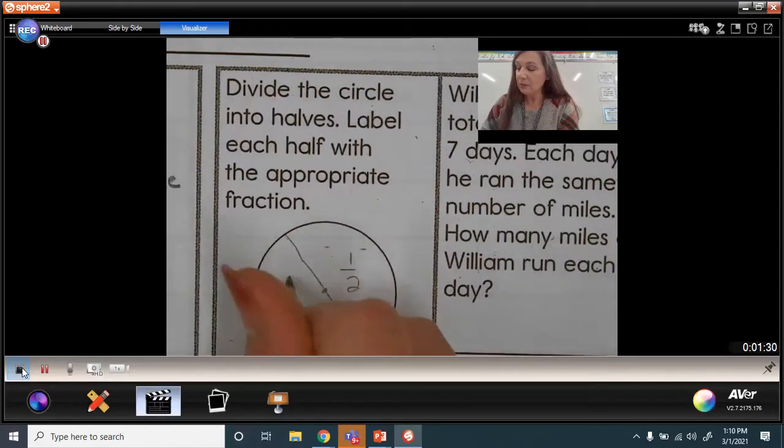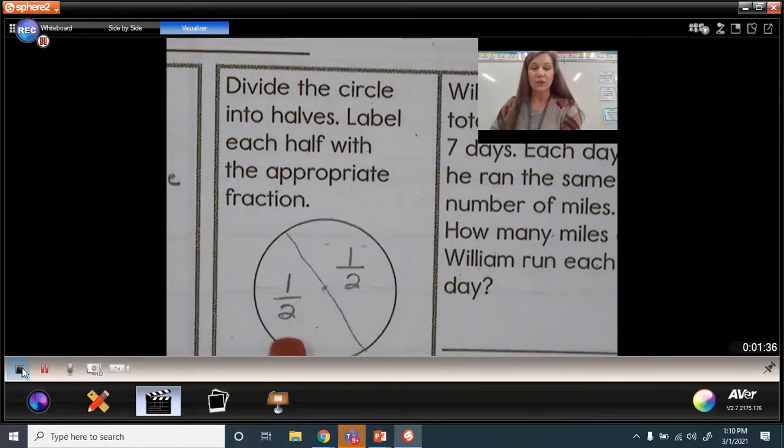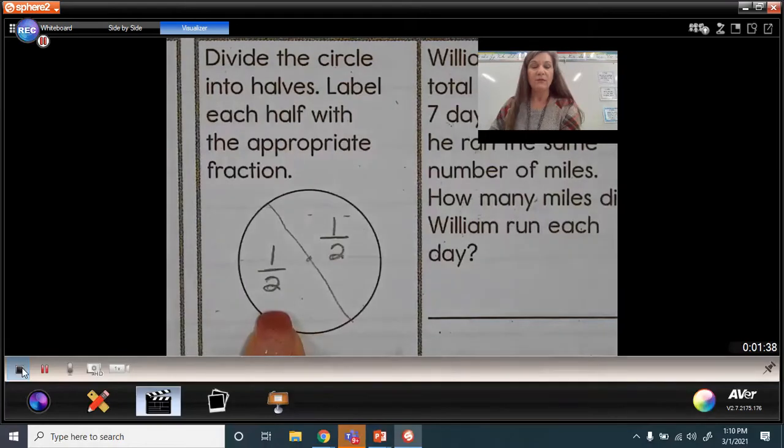Remember to label each one of these parts as one of 2 pieces. These are called unit fractions. It's one of the parts of the fraction, so we call those unit parts. Repeat it. Right, unit parts or unit fraction. Okay, let's take a look at number 2.